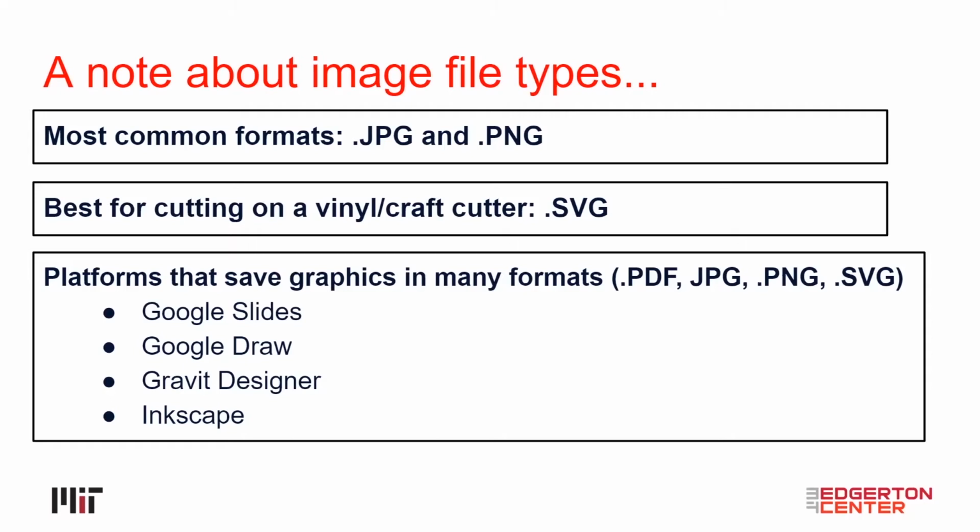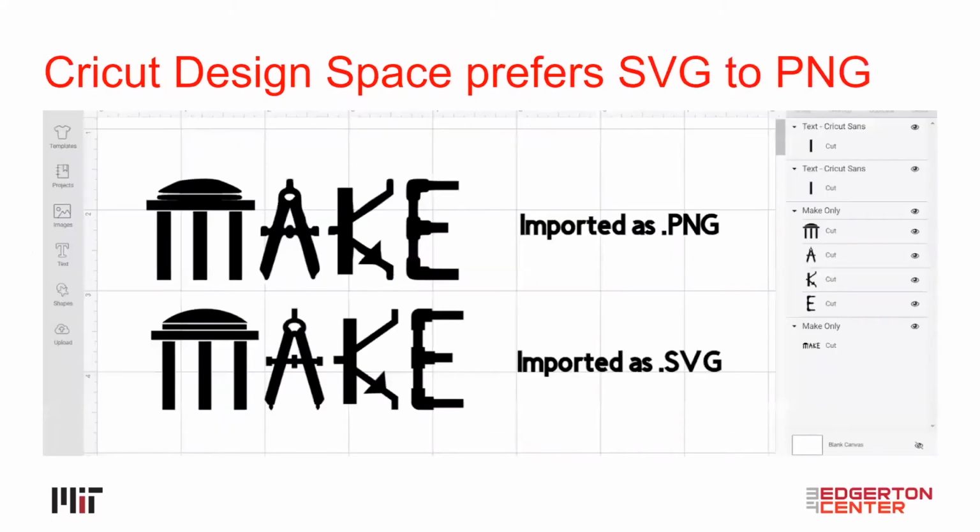To prepare graphics for the cutter, you upload them to Cricut's DesignSpace platform and create a new project. The DesignSpace interface does best with SVG files, especially for complex shapes. It can definitely take in JPEGs or PNGs, but it may round the corners when processing them to be cuttable shapes, as shown in this example.